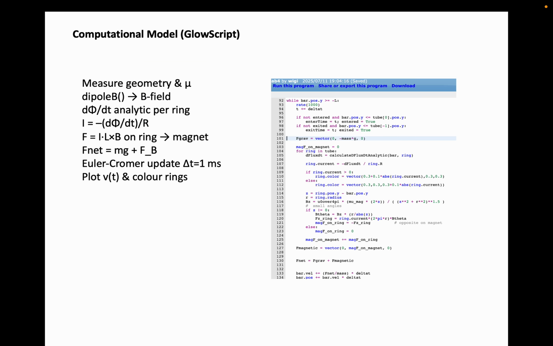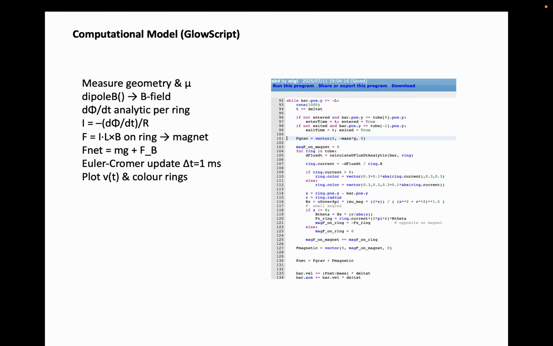Alright, so here's the computational model in GlowScript. I sliced the tube into 54 rings, and in the code: 1, I fed in geometry plus mu; 2, dipole B spits out the point dipole B field; 3, get analytic dΦ/dt for each ring as the magnet moves; 4, I equals negative dΦ/dt over R gives current, which is Faraday's law; 5, current loop fields, F equals IL times B, opposite force hits the magnet; 6, add gravity for F net; 7, Euler-Cromer updates position and velocity every 1 millisecond; and 8, graph velocity versus time in color rings, red for clockwise and blue for counterclockwise.